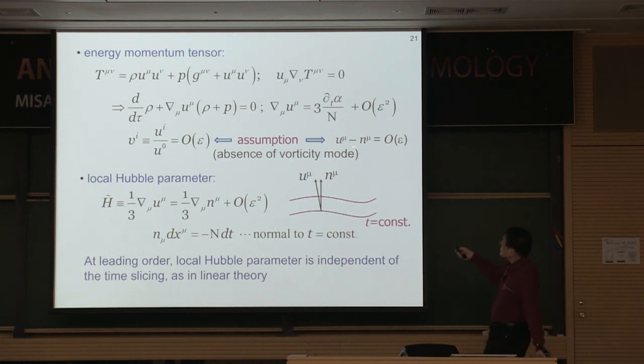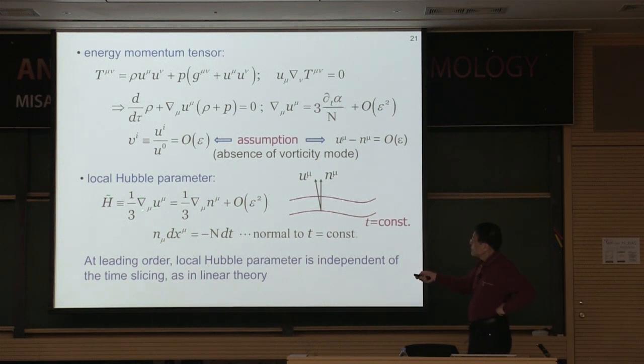Now, I assume that the beta is over the epsilon, then corresponding to that assumption, we assume the so-called peculiar velocity or velocity field is over the epsilon. Therefore, it should vanish in the epsilon zero limit. In this limit, you recover essentially the exact Friedmann universe equation, except for spatial dependence. So actually, this corresponds particularly to the absence of vorticity modes and so on and so forth. But this is another additional complication.